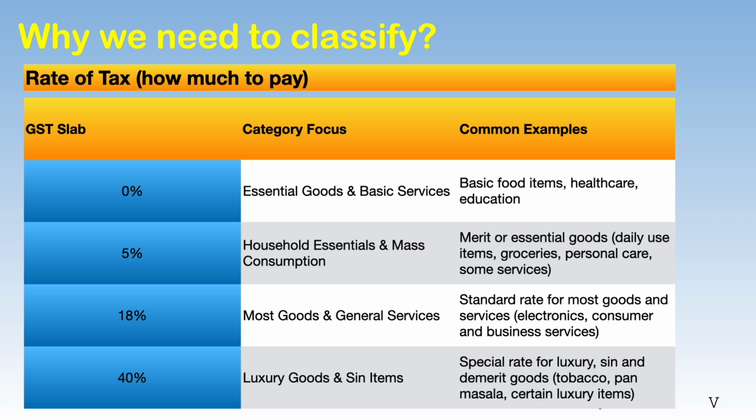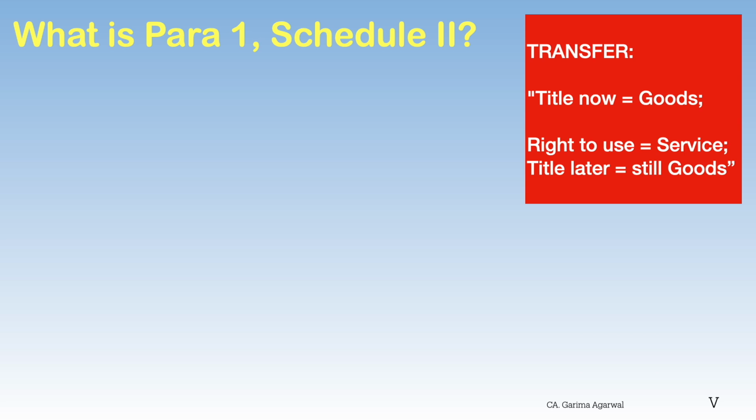And note, as a disclaimer, this table is subject to change as per the changes made by the government from time to time. You may note that Schedule 2 is divided into 6 paras. So let's discuss each para one by one.